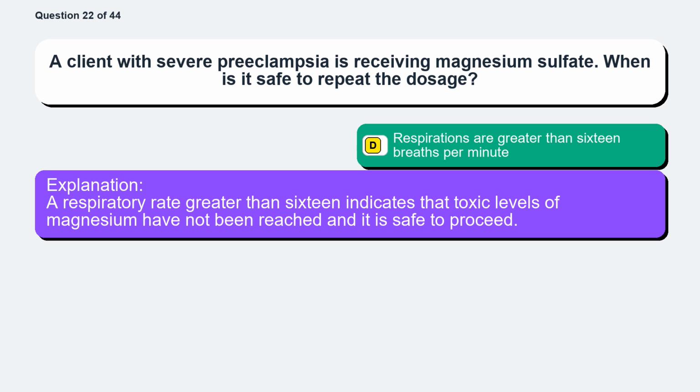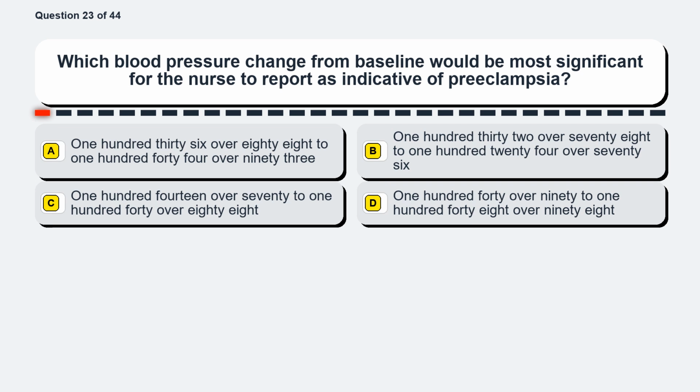to proceed. Question 23. Which blood pressure change from baseline would be most significant for the nurse to report as indicative of preeclampsia? Option A. 136/88 to 144/93. Option B. 132/78 to 124/76. Option C. 114/70 to 140/88. Option D. 140/90 to 148/98.